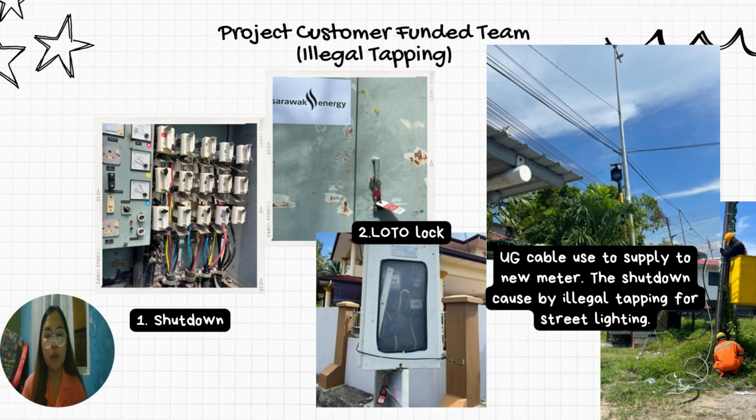This is a project of the customer funded team, which is the illegal tapping project. First is of course do the shutdown. After that, LOTO lock. LOTO locks will be put in two places, which is first at the pillar, and then the second one is at the isolation box. Underground cable is used to supply to the new meter for the street lamp. Before this, the street lamp did not have a meter, so the current charge was charged at another place. So now the street lamp already has its own meter.